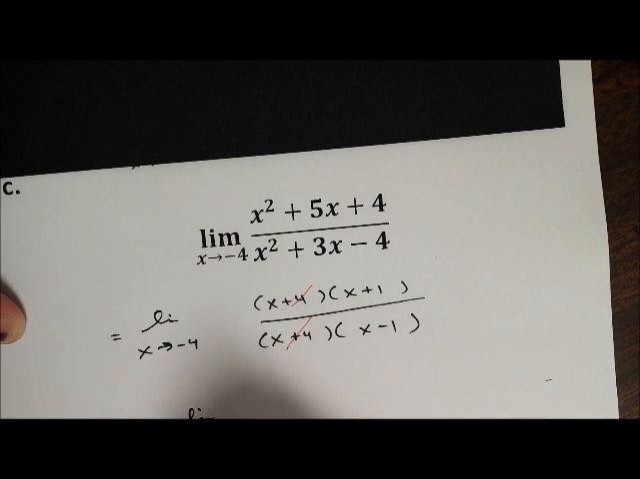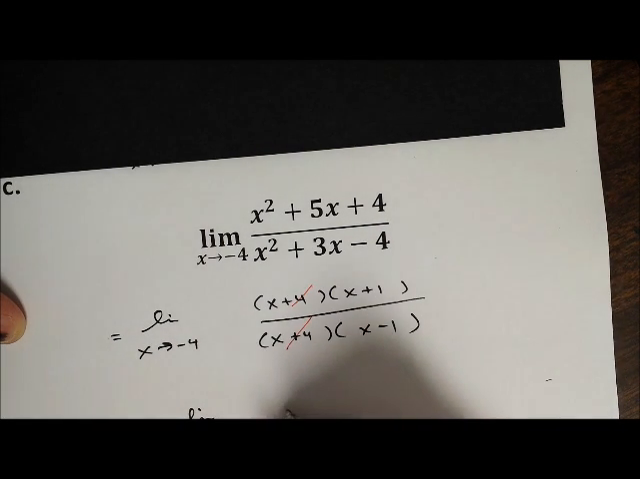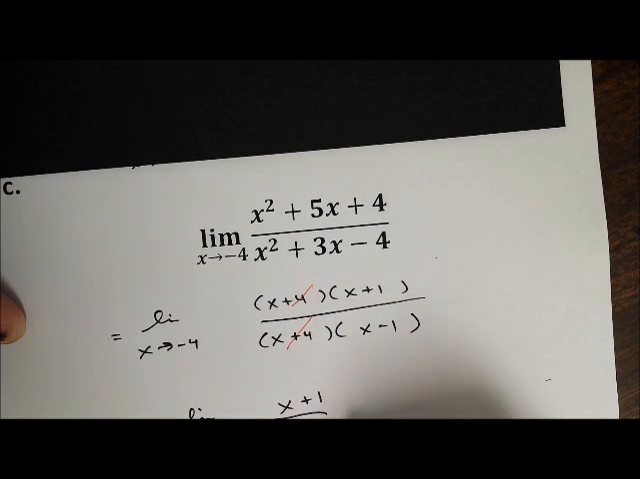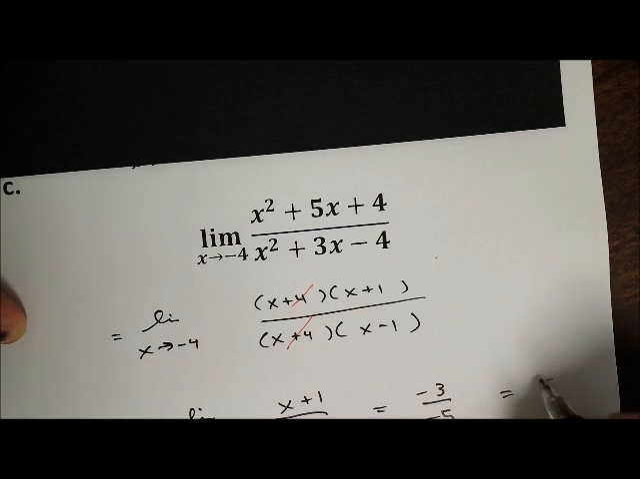Now let's look at the limit as x approaches -4 of x plus 1 over x minus 1. And again, we've simplified this. Now if we think about evaluating this limit, we have -3 over -5, and so our limit is 3/5.